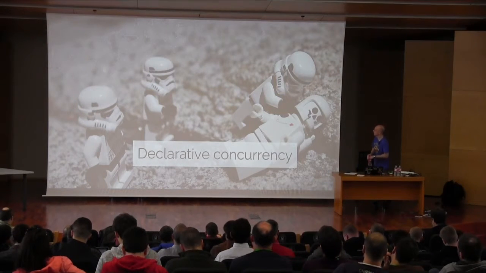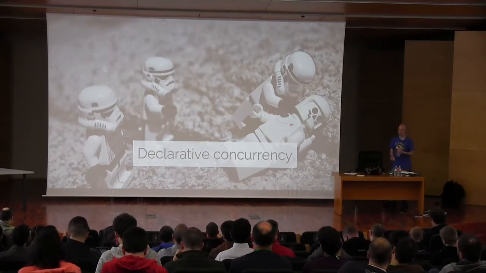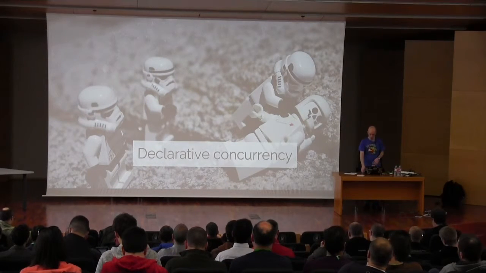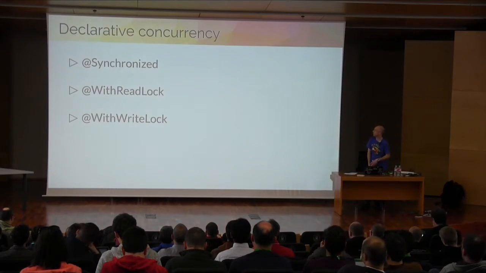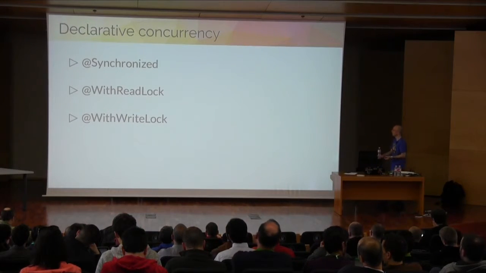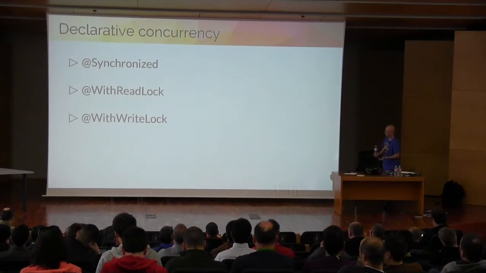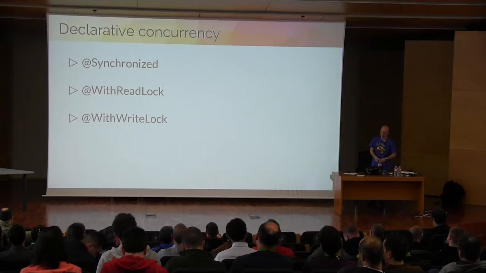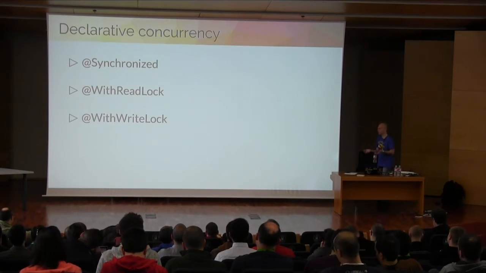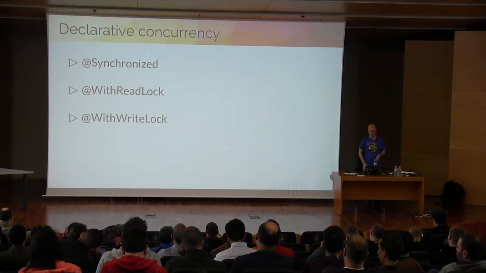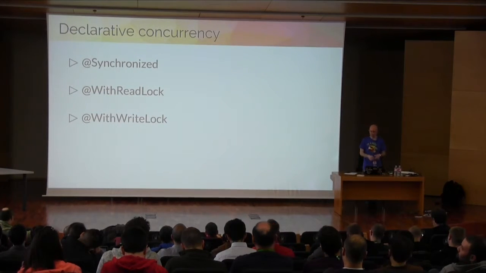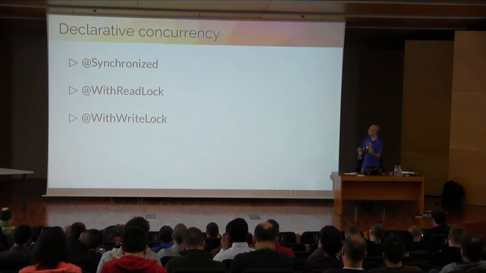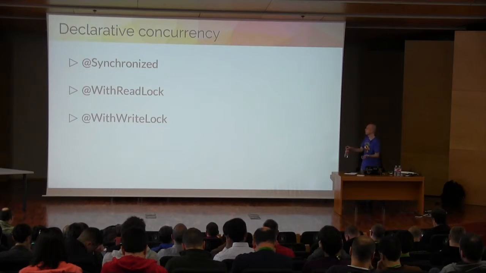Then we have declarative concurrency. With these annotations, we simplify common concurrency patterns using a declarative approach. Inside this category, we have these annotations: @Synchronized, @WithReadLock and @WithWriteLock. The first one, @Synchronized, works in a very similar way to the synchronized keyword, but it locks on different objects for safer concurrency. And it can be applied to normal methods or static methods.